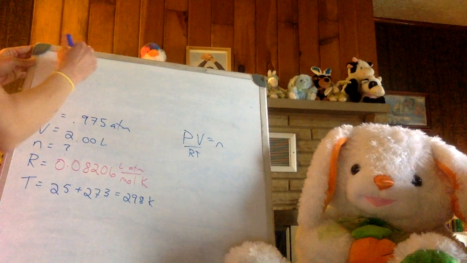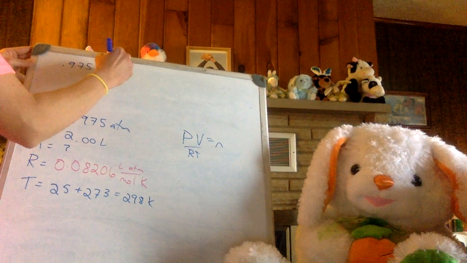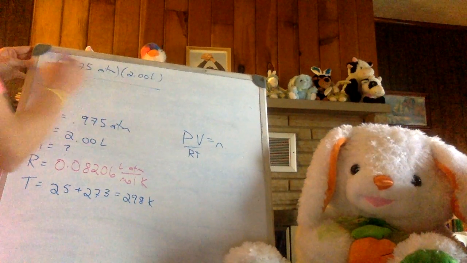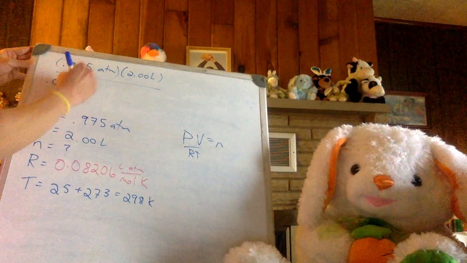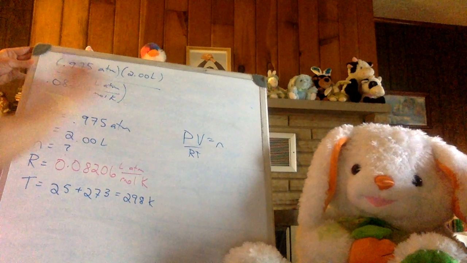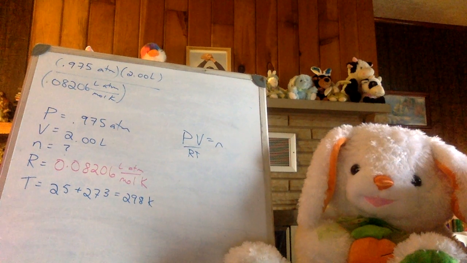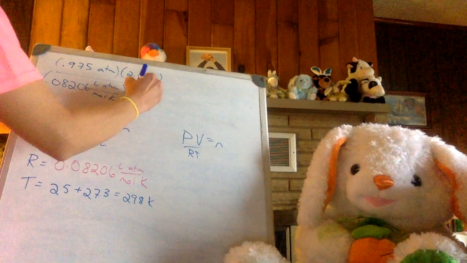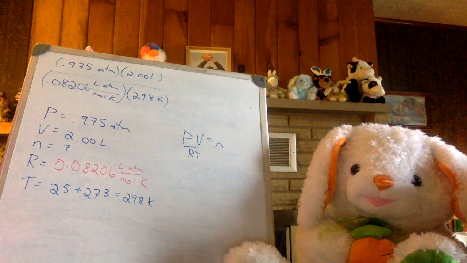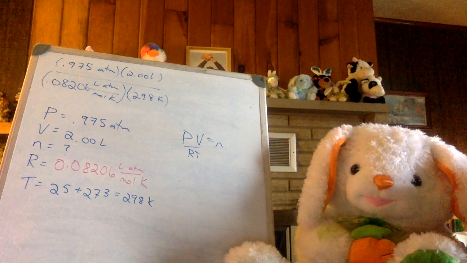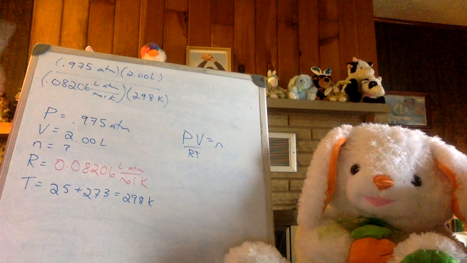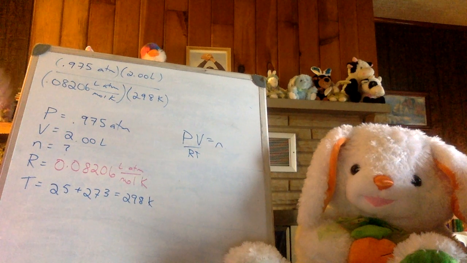So P, 0.975 atm, V, 2.00 liters, R, always the same, 0.08206 liter atmosphere per mole Kelvin, and T, temperature, 298 Kelvin. If I were entering this in my calculator, I would do 0.975 times 2 equals, divided by 0.08206 equals, divided by 298 equals.